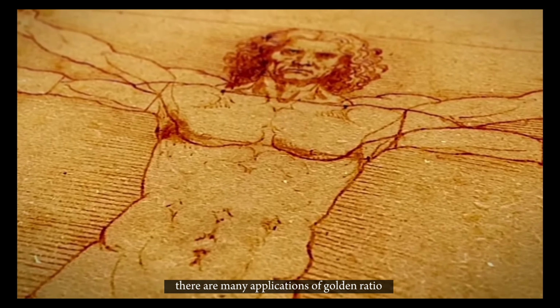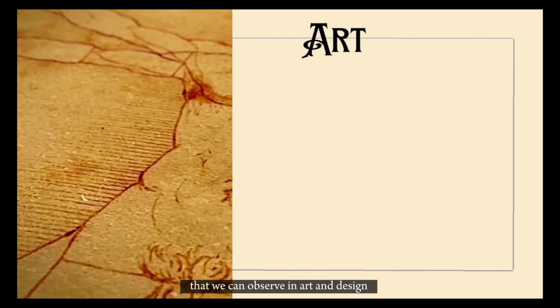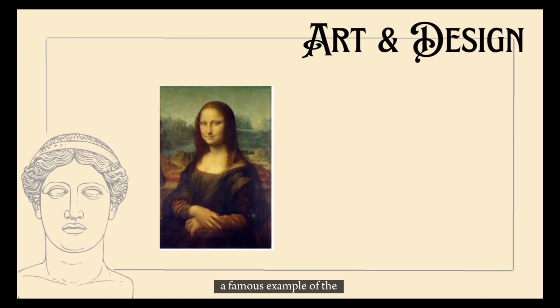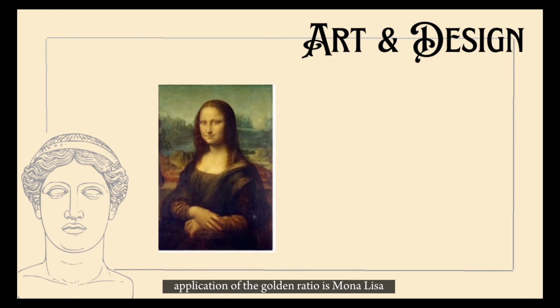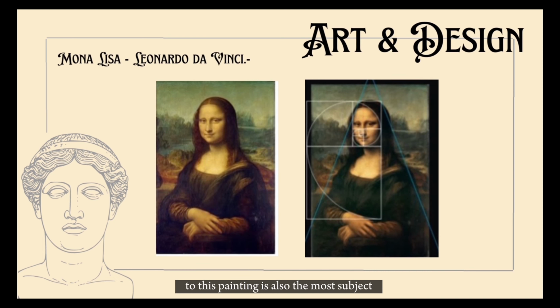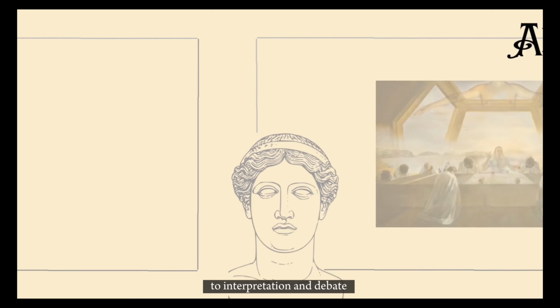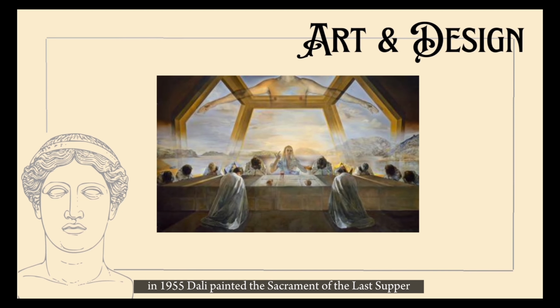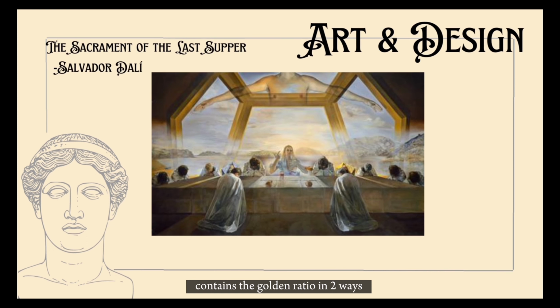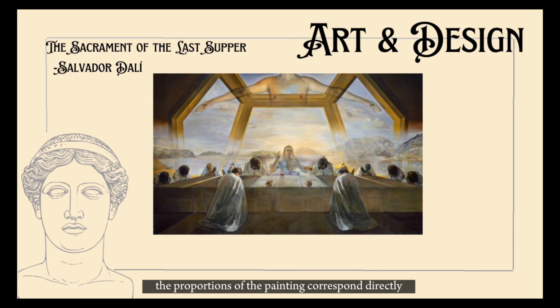There are many applications of the golden ratio that we can observe. In art and design, it has been used widely since the Renaissance. A famous example of the application of the golden ratio is the Mona Lisa. However, application of the divine proportion to this painting is also the most subject to interpretation and debate. In 1955, Dali painted The Sacrament of the Last Supper. This great work contains the golden ratio in two ways. The proportions of the painting correspond directly to the golden ratio. It also features a huge dodecahedron harmoniously dominating the background of the scene.